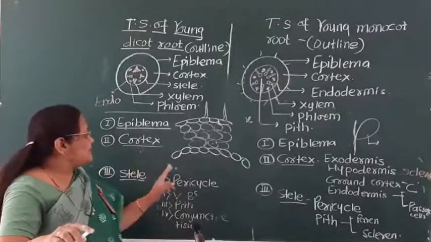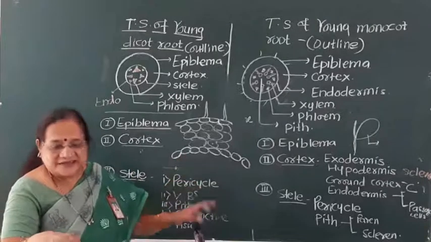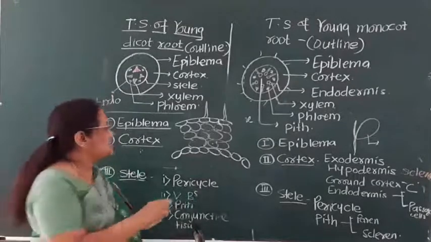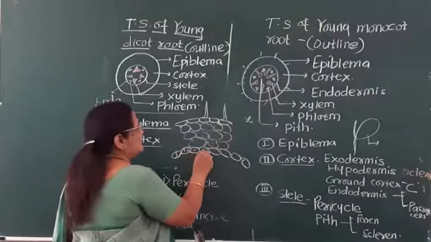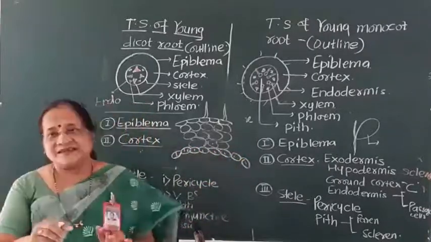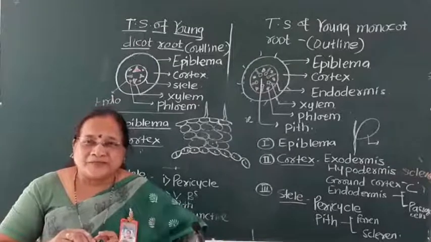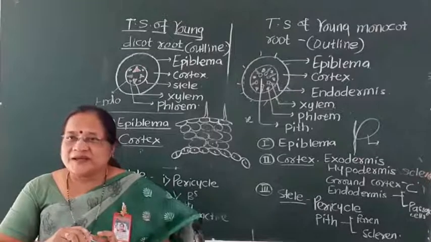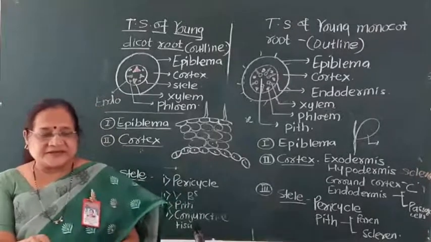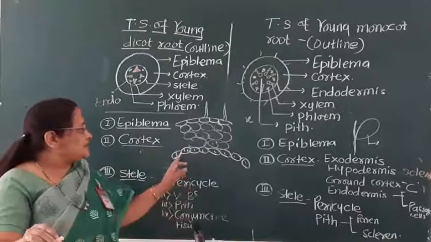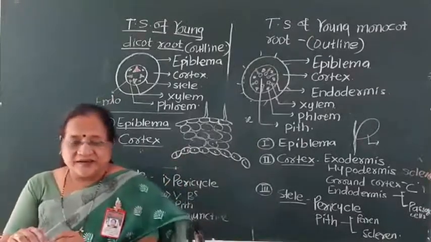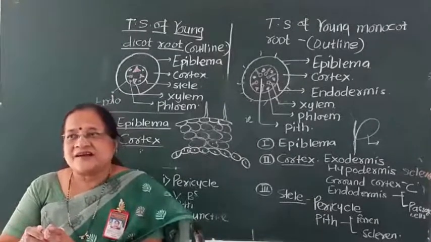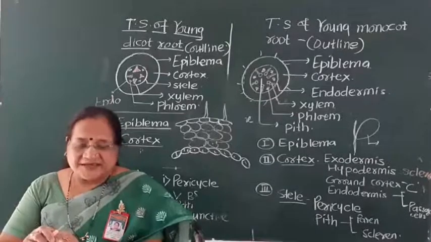The cells in this endodermis are barrel shaped, and in these barrel shaped cells we get some thickenings, which we call the Casparian strips. These thickenings have a particular name: the Casparian thickenings, and they are made up of lignin and suberin material. Some unthickened cells are also present at intervals, and those unthickened cells we call the passage cells.